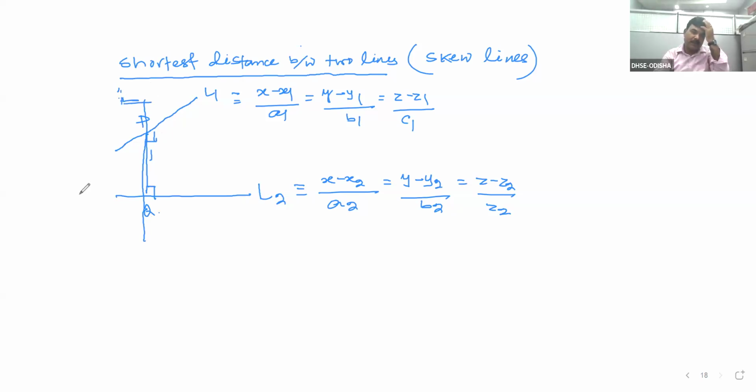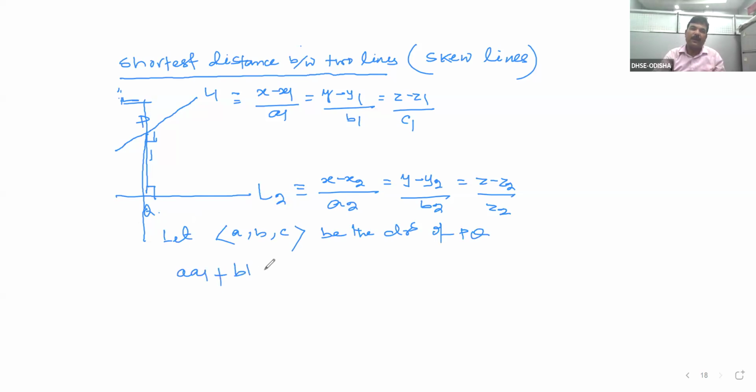Let ABC be the DRs of PQ. Then, since PQ is perpendicular to L1 as well as L2, A into A1 plus B into B1 plus C into C1 is equal to 0, and A into A2 plus B into B2 plus C into C2 is equal to 0.